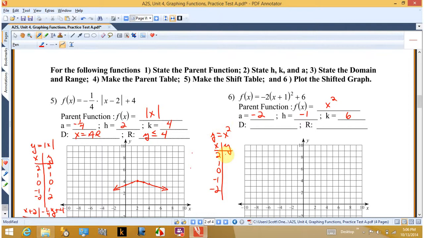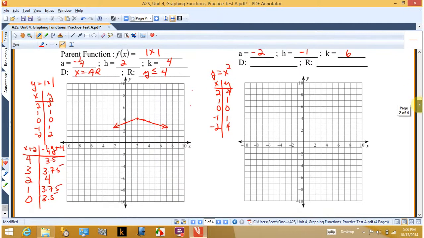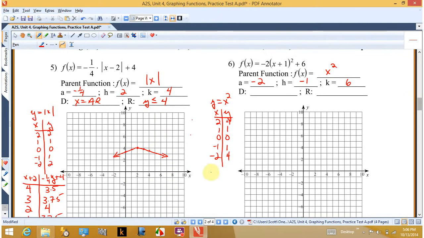So when I put 2 in, I get 4. I put 1 in here, I get 1. 0, I get 0. -1, I get 1. And 4. So there's my parent. I'm going to shift that by, let's see, we're going to go x minus 1. And the y is going to go a -2. And I have plus 6.